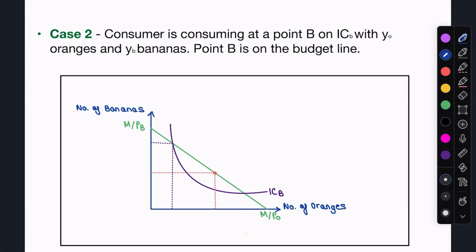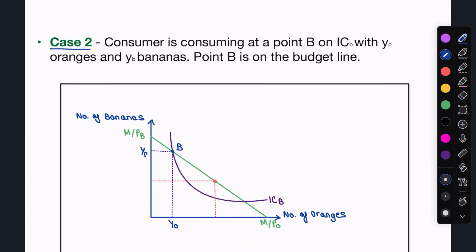Now let's look at case number 2. The consumer is at point B on indifference curve ICB. At B they consume YO number of oranges and YB number of bananas. Is this the optimal bundle? Unfortunately for a consumer, it's not the optimal bundle. First, point B dash also gives the consumer the same level of utility, so it cannot be the best option.